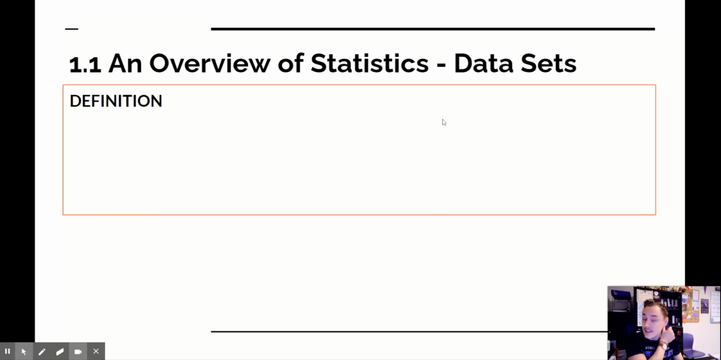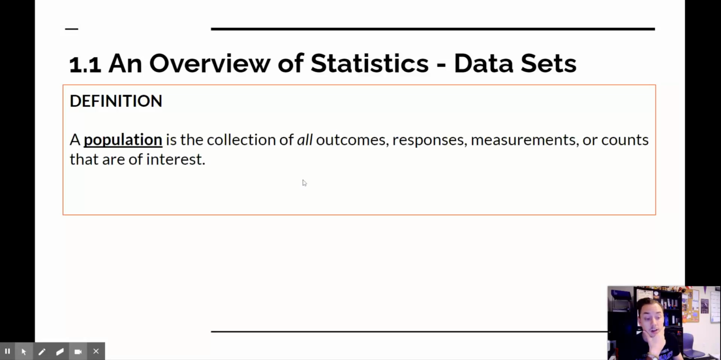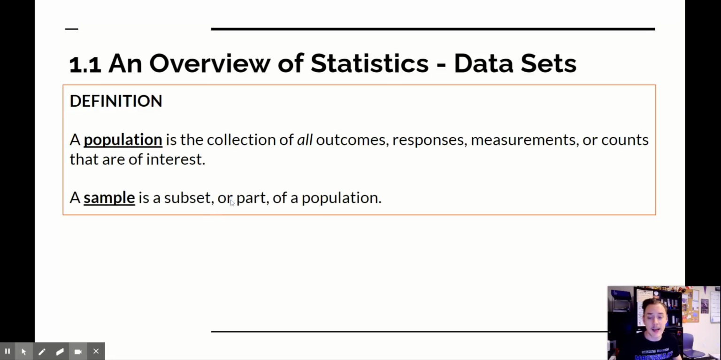Again, a lot of this lesson is just going to be straight vocabulary. So it is a lot of writing, but it's just going to be vocabulary. A population is the collection of all outcomes, responses, measurements, and counts. In contrast, a sample is a subset or part of a population. So if MHP is a population, my classroom is the sample.